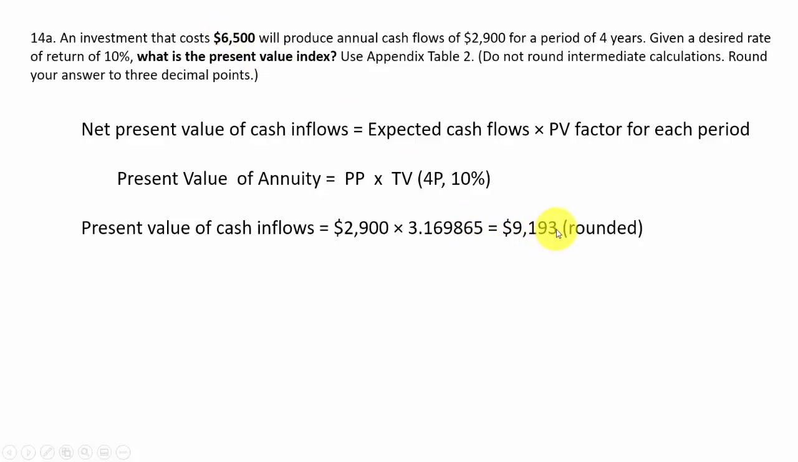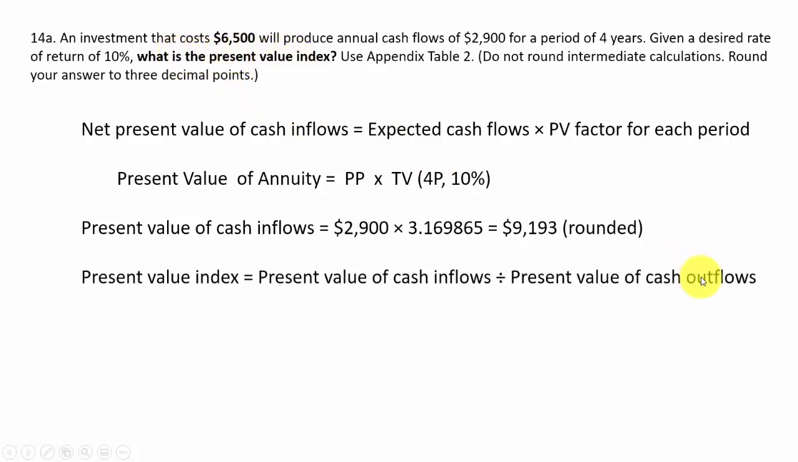That's not what they want us to do, though. They want us to come to the present value index calculation, which would be the following. We'll take the present value of the cash inflows, which were $9,193, and divide that by the cash outflow present value, which was the amount we paid for this investment, which is $6,500. That's going to give us a present value index of 1.414, and higher is better, and we don't have anything else to compare it to, so that's just the answer.